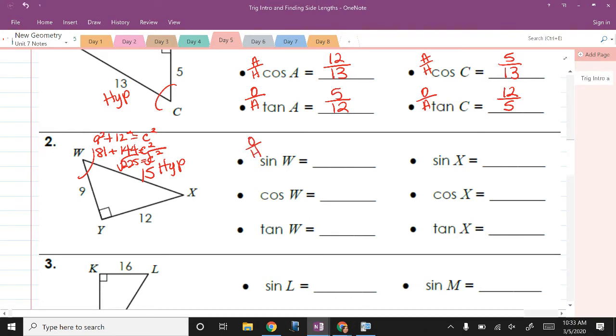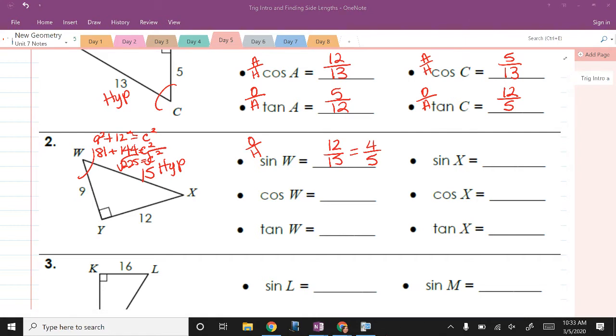Opposite over hypotenuse. Okay, what side is opposite from angle W? 12 over what's the hypotenuse? Now that will reduce, won't it? Yeah, so if your fraction simplifies, then simplify it. What does 12 over 15 reduce to? 4 over 5. Very good. Divide them both by 3.